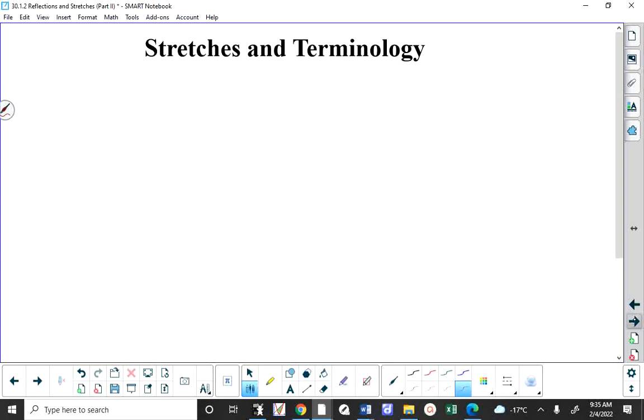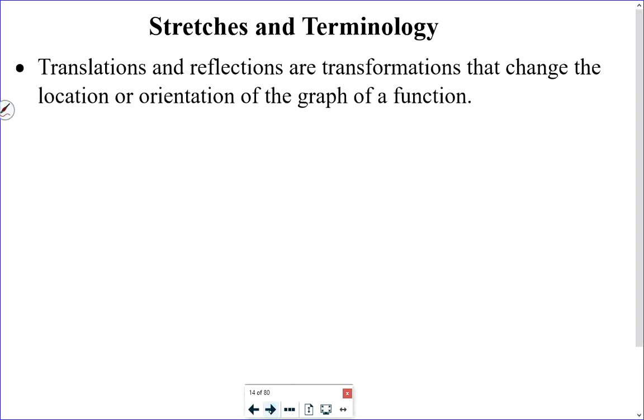So let's go through some terminology. This is all in your notes, so you can just follow along up here. If you decide to add something to your notes, you certainly can. Translations and reflections, which are those things that we've already talked about, are transformations. So transformation is a broad general term, and one type of transformation is a translation, which we spent 2 days on. One type of transformation is a reflection, which we spent 1 day on yesterday.